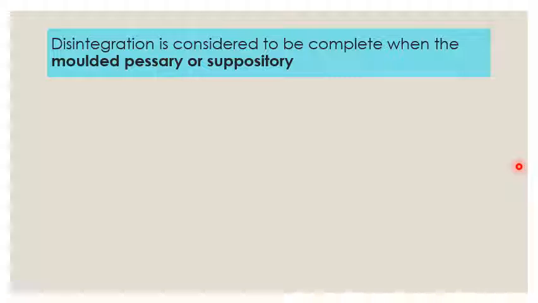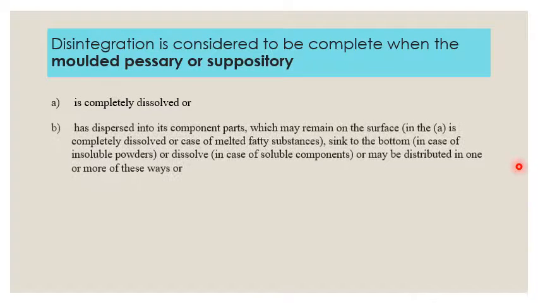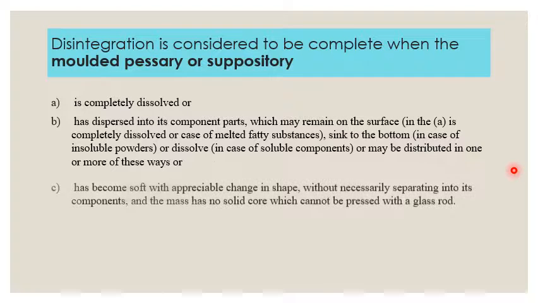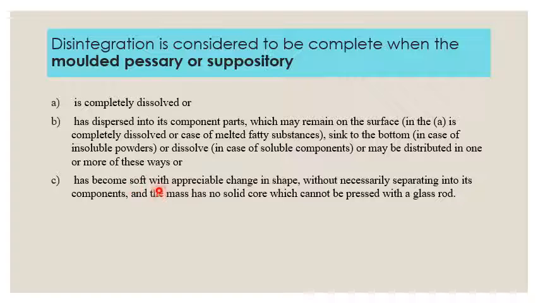Disintegration is considered to be complete when the molded pessaries or suppositories are completely dissolved, or have dispersed into their component parts, which may remain on the surface in case of melted fatty substances, sink to the bottom in case of insoluble powders, or dissolve in case of soluble components, or may be distributed in one or more of these ways, or has become soft with appreciable change in shape without necessarily separating into its components, and the mass has no solid core which cannot be pressed with a glass rod.